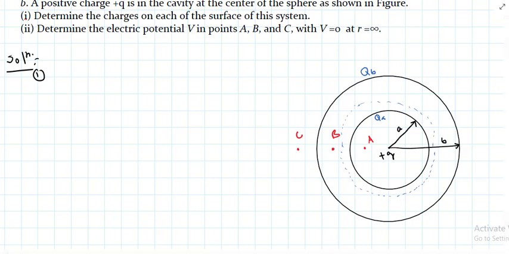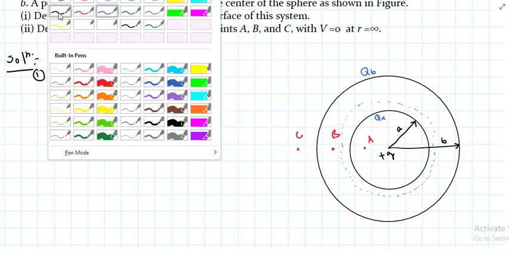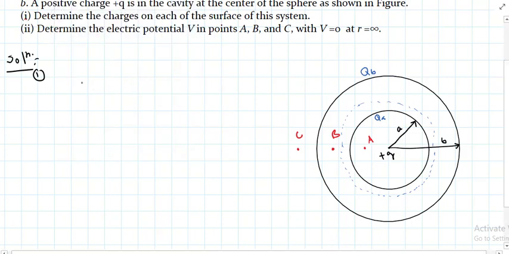To find that, we will use Gauss's law, which you can write as the closed surface integral of E dot dA equals the sum of Q enclosed divided by epsilon naught. This is Gauss's law to find the electric field.